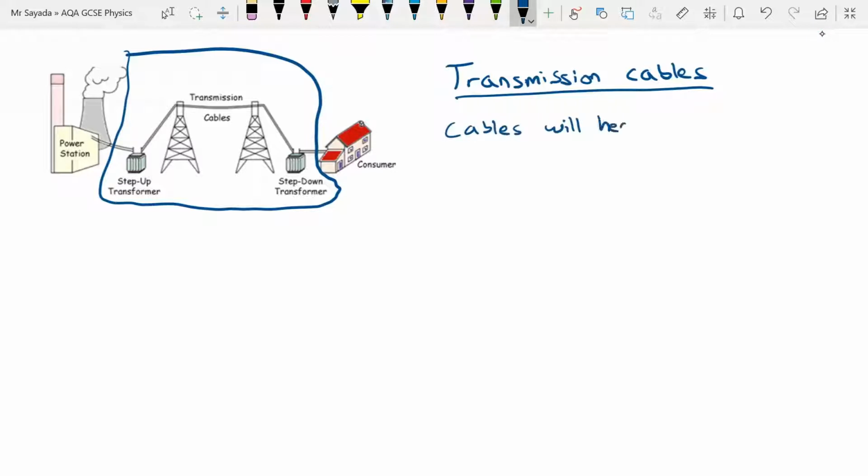What type of energy is that? Say your answer to the video. You should have said thermal energy. So the cables are going to heat up, and there's going to be an increase in thermal energy.